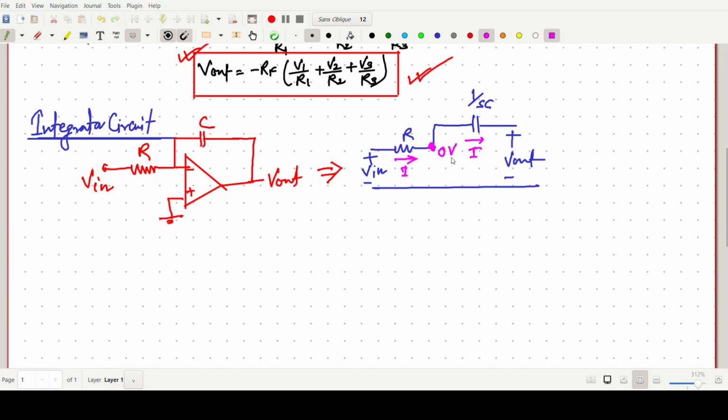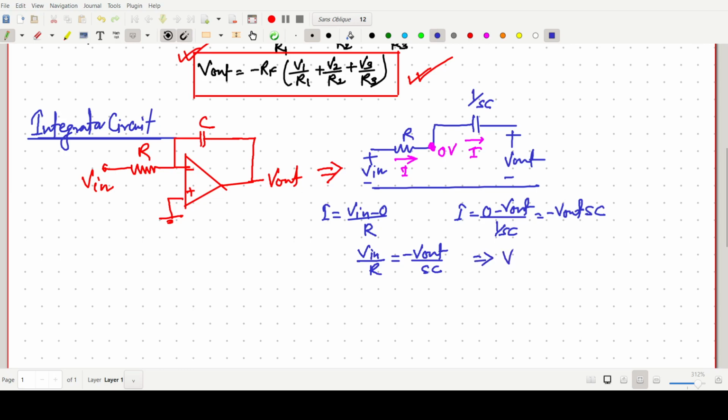One can write I equals to V in minus 0 by R, just like inverting amplifier, and this I can be written as 0 minus V output by 1 by SC. So it should be minus V output by SC. So these two will be same. One can write V in by R equals to minus V out by SC. Our problem is almost solved.